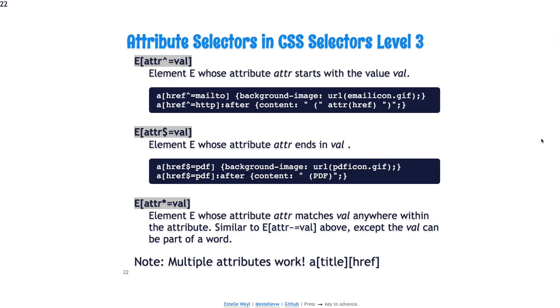Now we get to the fun ones, which are a little bit more regular expression-like. We have caret equals, which means starts with. We have dollar sign equals, which means ends with. And we have star equals, which means any substring anywhere within the value. So these can be super useful. The examples I give are putting background images based on the content of a URL.